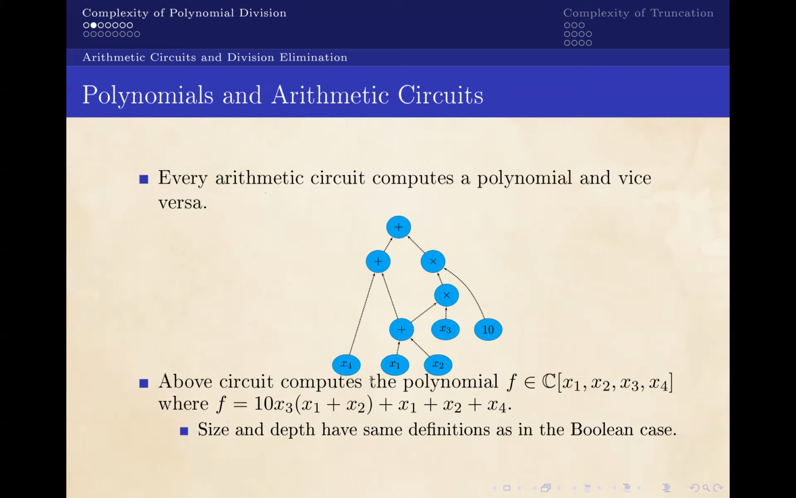For example, the circuit shown here computes the polynomial 10 x3 times (x1 plus x2) plus (x1 plus x2) plus x1. As in the Boolean case, we define the size as the number of gates, and the depth as the length of the longest path from the output gate to any leaf. We can define the same notions in the arithmetic circuit case also.